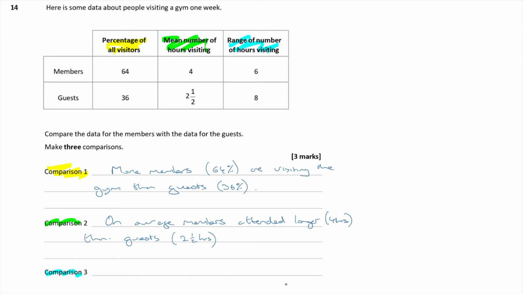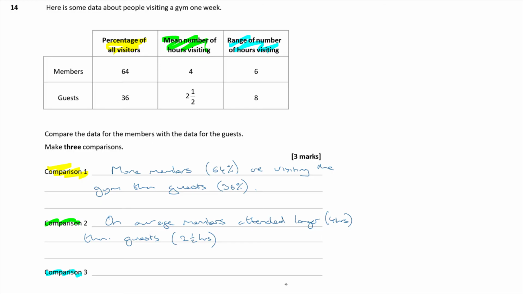Finally, range of number of hours visiting. So members was 6 and guests was 8. Okay, so the range is a measure of spread, isn't it? How different the groups are. So I can say there was more variation in the amount of times that guests came, or the other way of saying it is there was less variation for members. I think I'm gonna say more for guests.